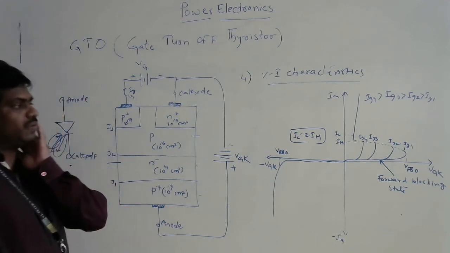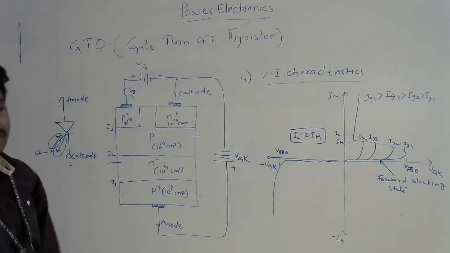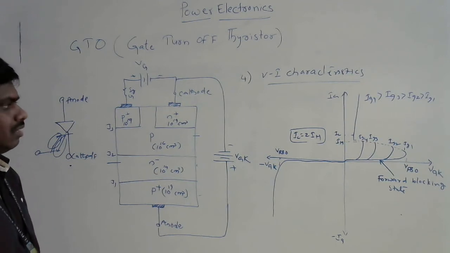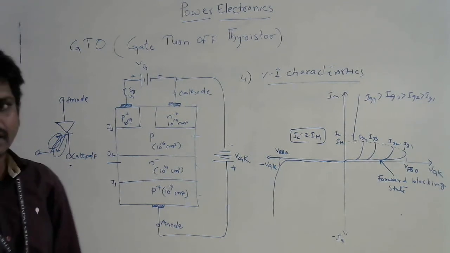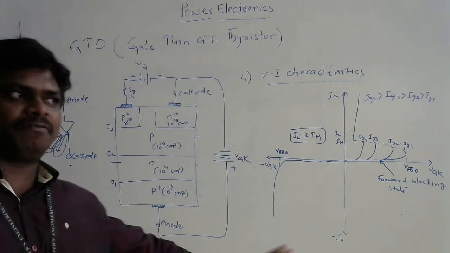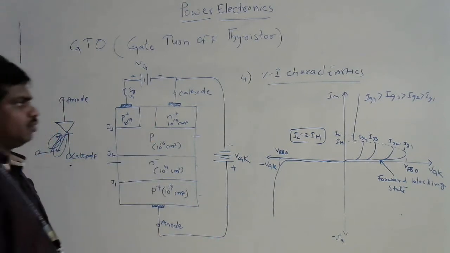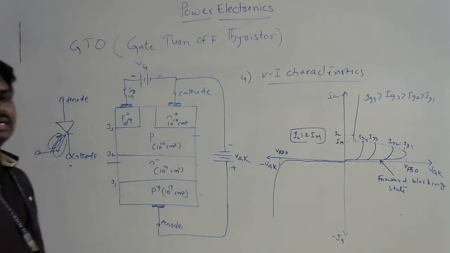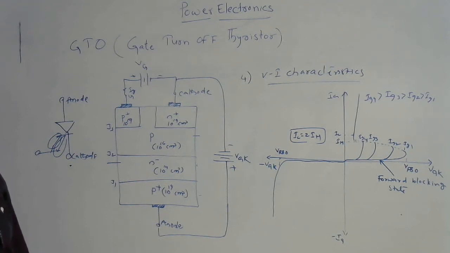Because the GTO is made for the turn-off process, not for the turn-on process. It is not feasible for the turn-on process, but it is very much feasible for the turn-off process. How do you make the device go into off state from its conducting state? In case of SCR, this is an option.